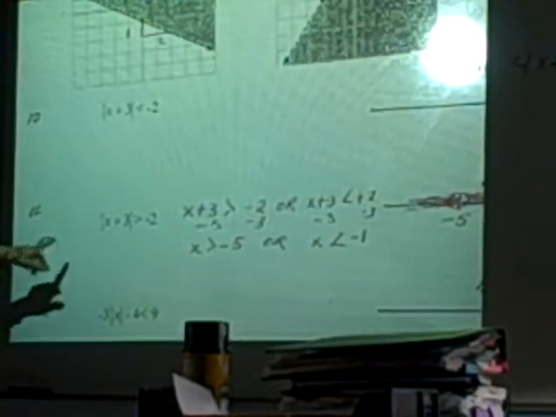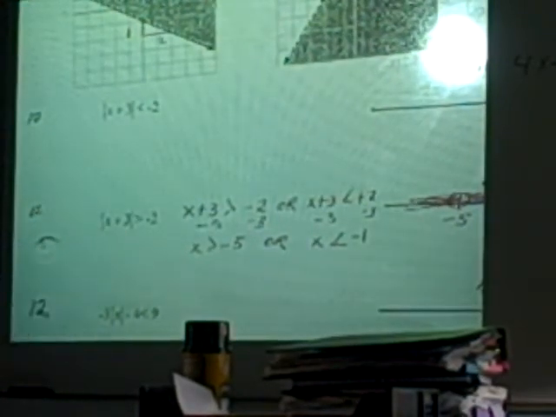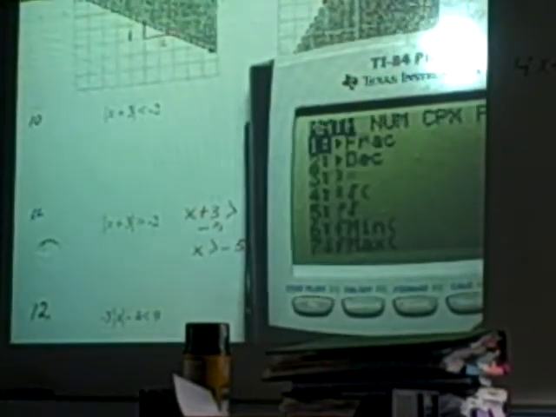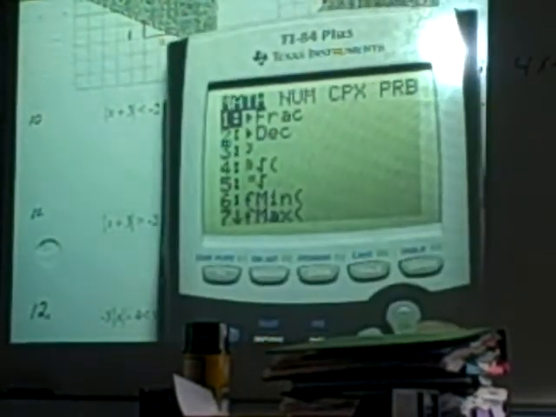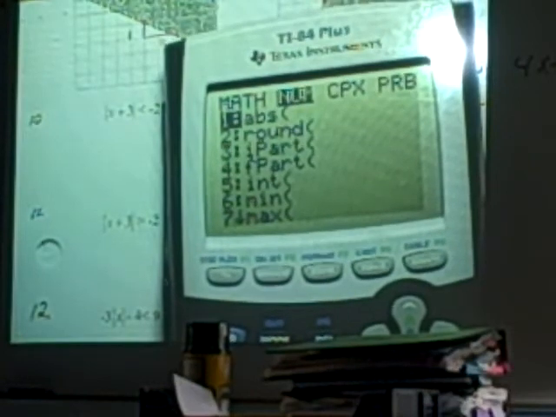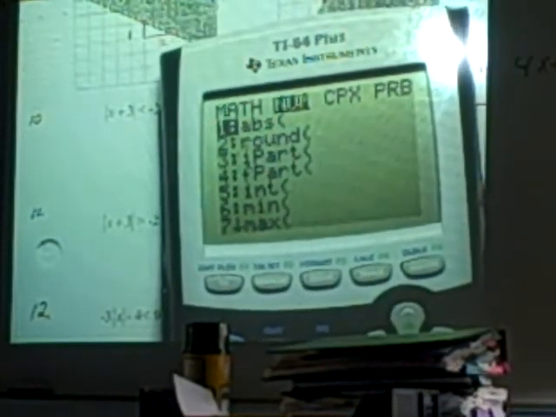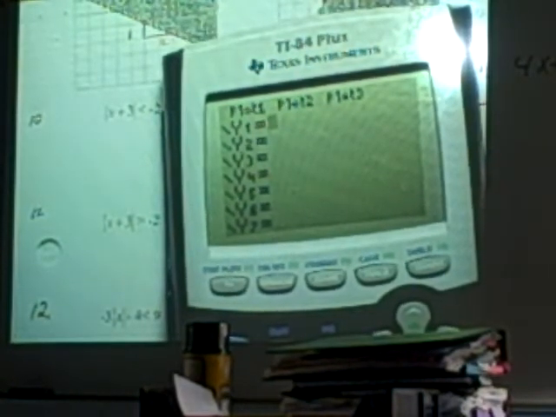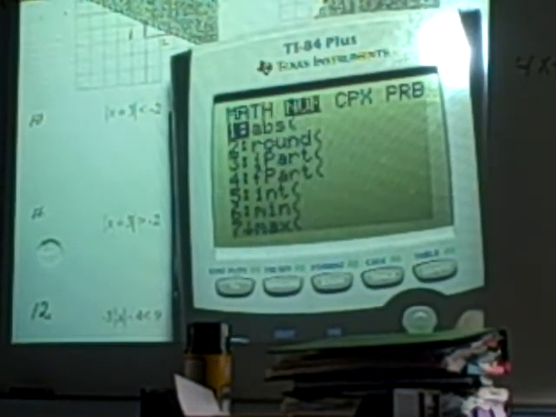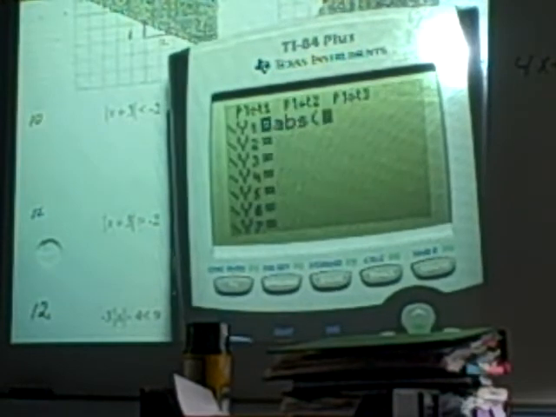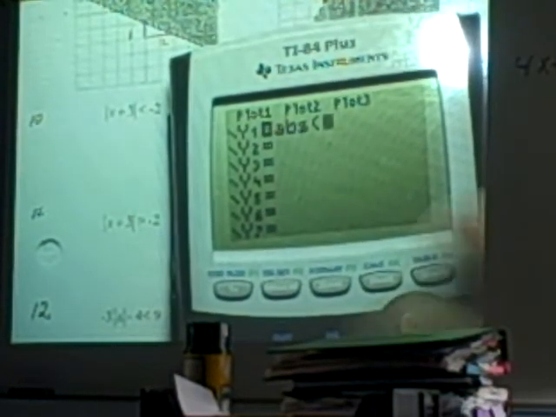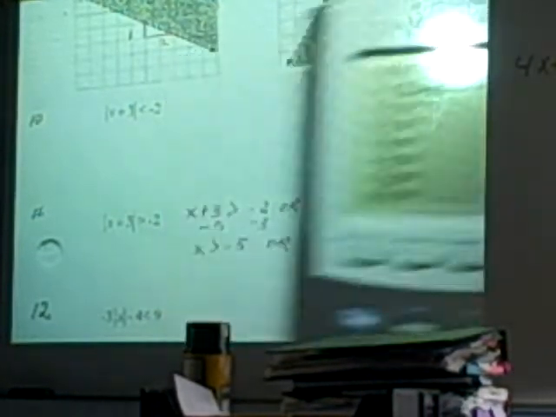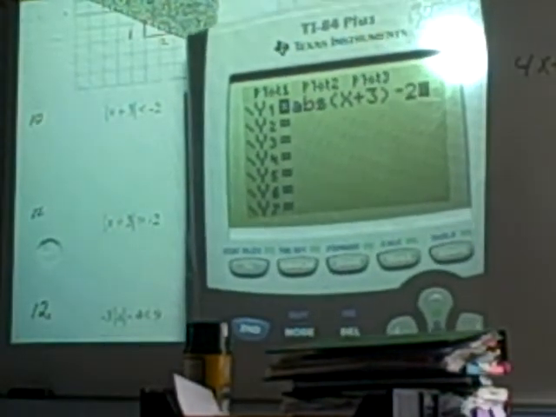So let's graph this. I want the values where the absolute value of x plus 3 is greater than -2. How do you start? I went to math, I went to y equals, I went to math, I scrolled over, I hit number 1, enter, so I have my absolute value, and I have x plus 3. I'm closing it, and then it's -2, right?